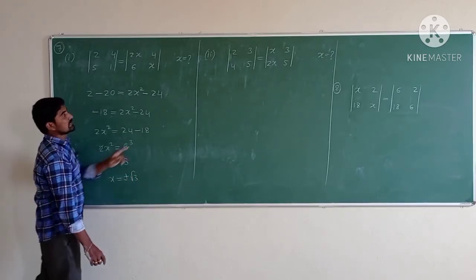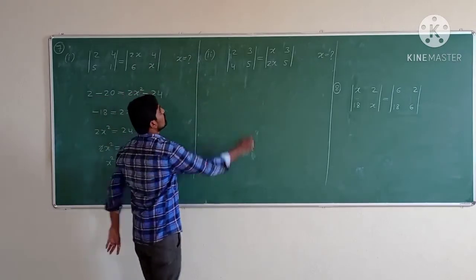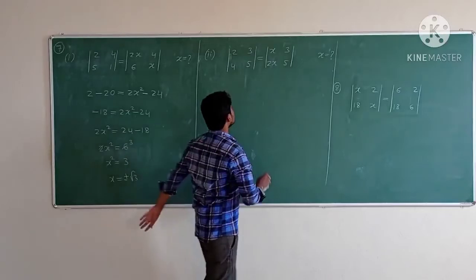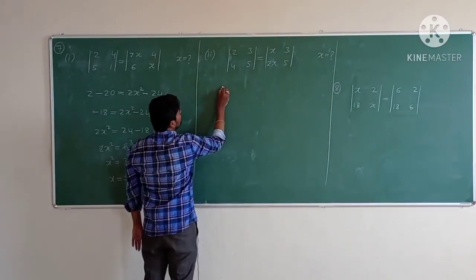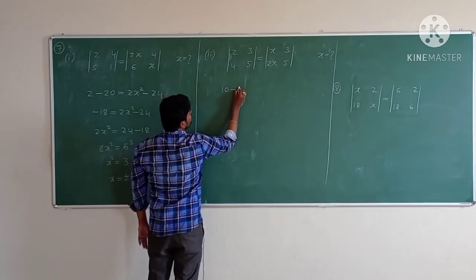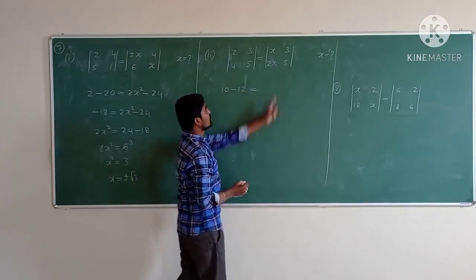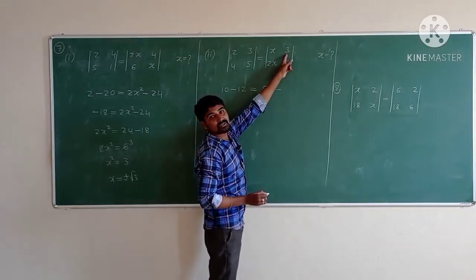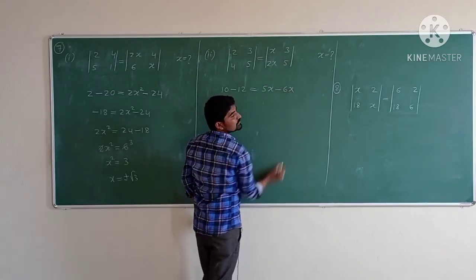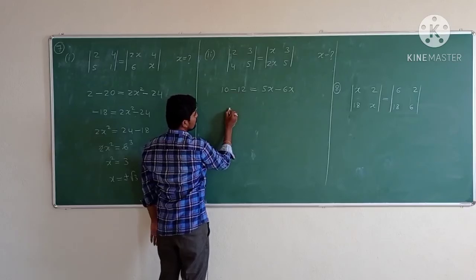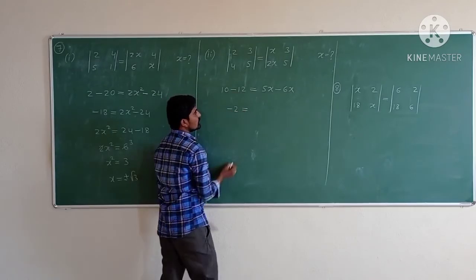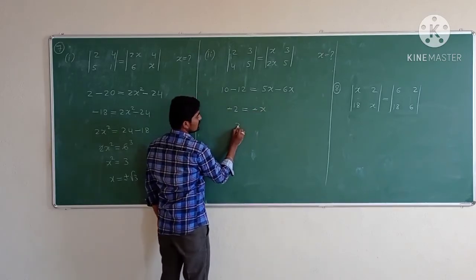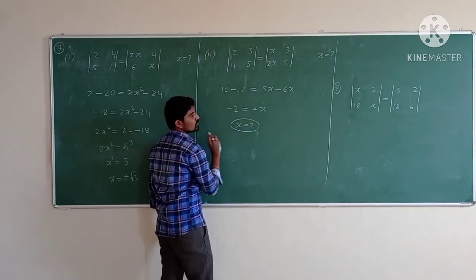And now the second question in the seventh one. These two determinants are equal. Then we need to find the value of x. So 2 into 5, 10, minus 4 into 3, 12, is equal to x into 5, 5x, minus 2x into 3, 6x. So 10 minus 12 is equal to minus 2, which is equal to 5x minus 6x, which is minus x. So the minus signs cancel, and the value of x is equal to 2.